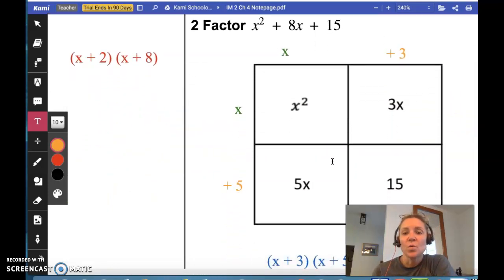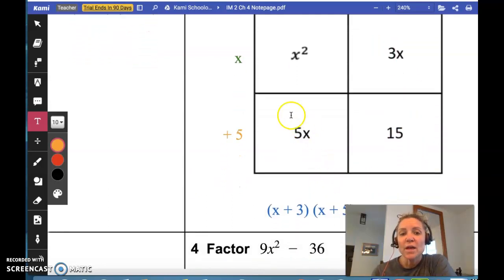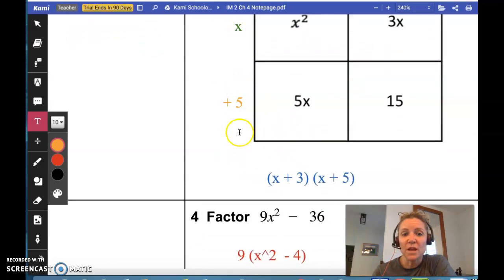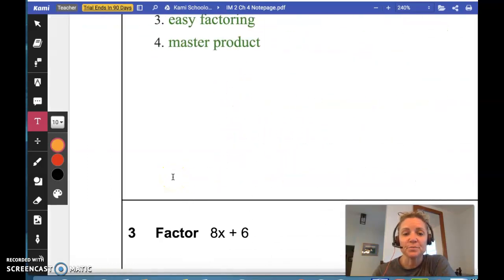This one, we have the boxes. So to get this box x squared, we multiply an x times an x. And to get this box over here, we multiply a 3 and an x to get this 3x. For this box right here, we would multiply a 5 and an x to get 5x. And for the last box, we would multiply a 5 and a 3 to get 15. Okay? So that when you factor, you will get, across the top, the x plus 3. And when you multiply down the side, you will get the x plus 5.